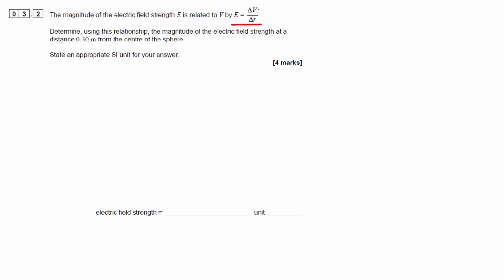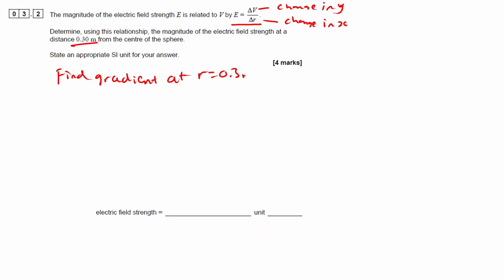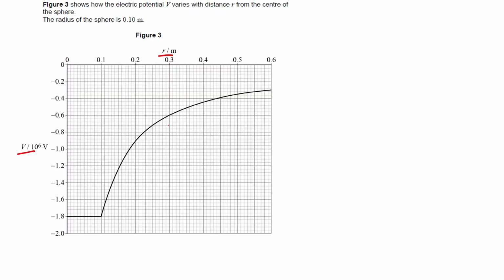So it's a change in V, in other words, change in what's on the y-axis, divided by the change in what's on the x-axis. So change in y, change in x is just gradient. Okay, so we need to find gradient at that particular distance that we're interested in, as 0.3 meters. Looking back at the graph, you see it's a curved line, so with any gradient of a curved line, you need to draw a tangent at 0.3. So I just need to draw a tangent at this point.